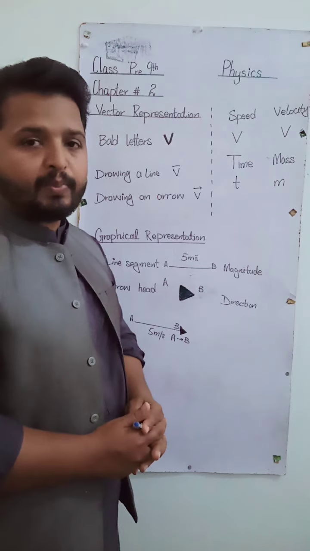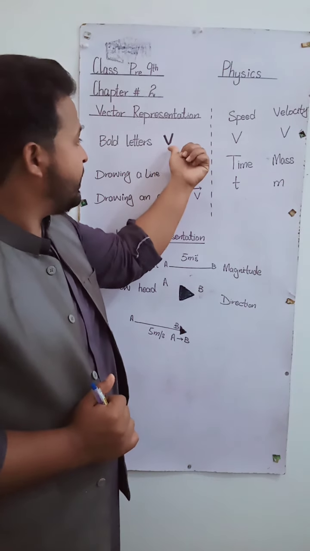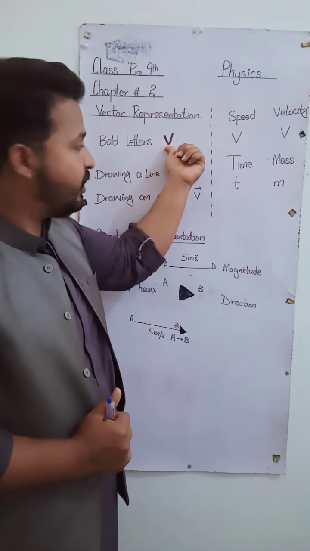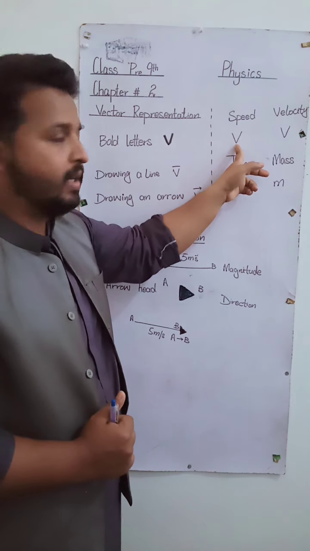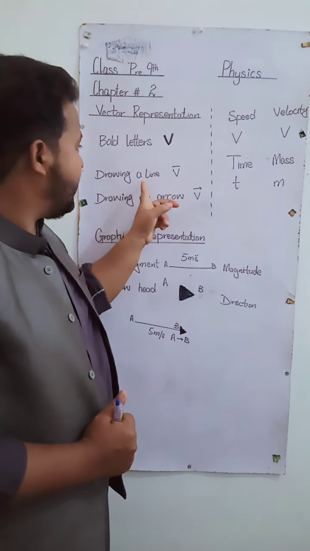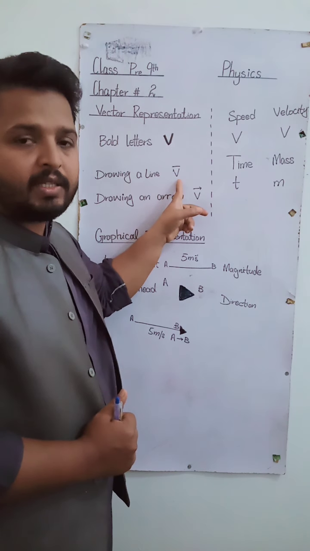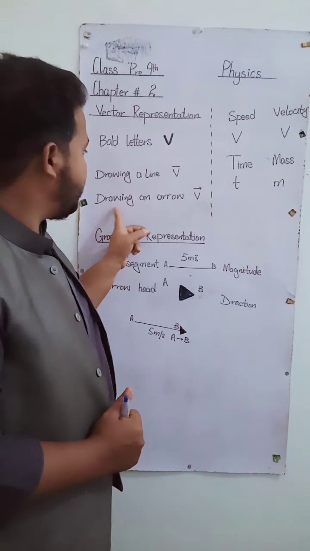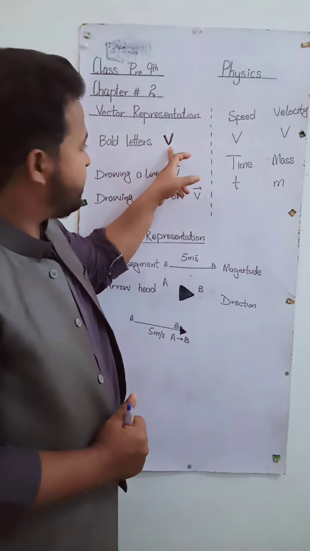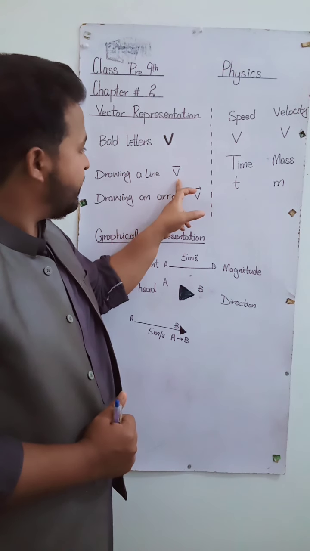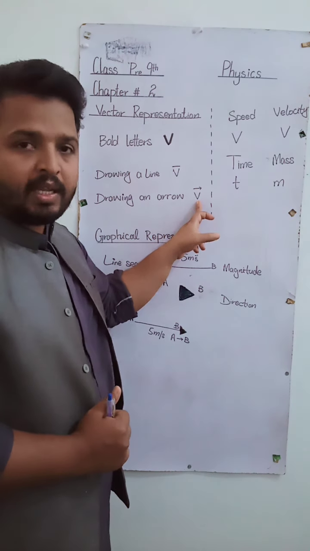If we want to represent a vector quantity by a symbol, we will write the symbol in bold letters like this. For example, this V shows velocity and this V shows speed. The second thing, we will draw a line over the symbol. This also shows velocity, that is, a vector quantity. Drawing an arrow over the symbol also shows a vector quantity. So a bold letter shows a vector quantity, a line over the symbol shows a vector quantity, and an arrow over the symbol shows a vector quantity.